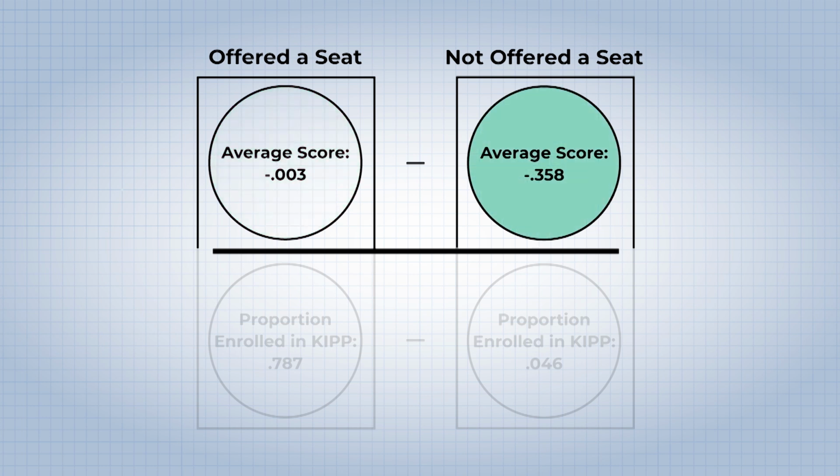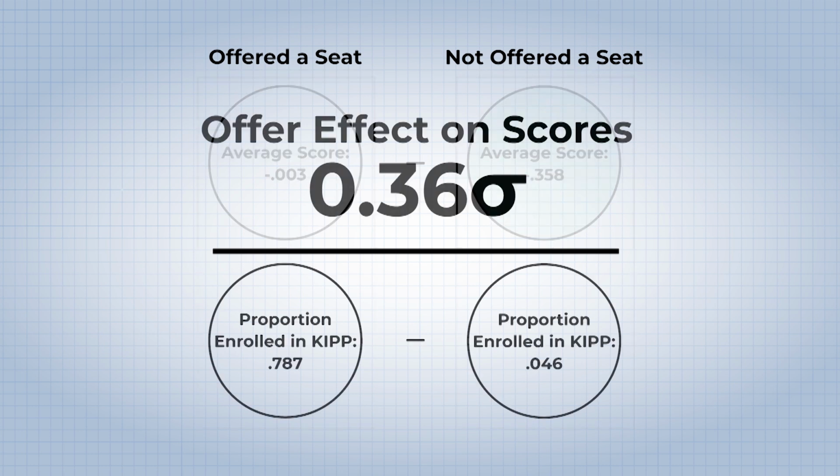By contrast, the average math score among those not offered a seat is about minus 0.36 sigma, that is 0.36 standard deviations below the state mean, a result typical for urban students in Massachusetts. Since lottery offers are randomly assigned, we could say with confidence that the offer of a seat at KIPP boosts math scores by an average of 0.36 sigma, a large effect that's also statistically precise. We can be confident this isn't a chance finding. What does an offer effect of 0.36 sigma tell us about the effects of actually going to KIPP? IV methods convert KIPP offer effects into KIPP attendance effects.